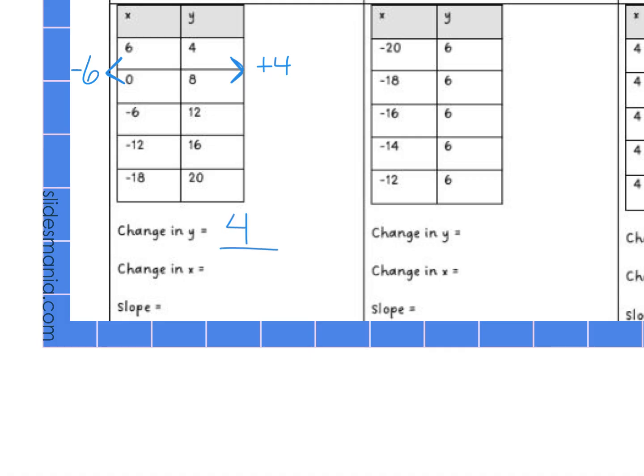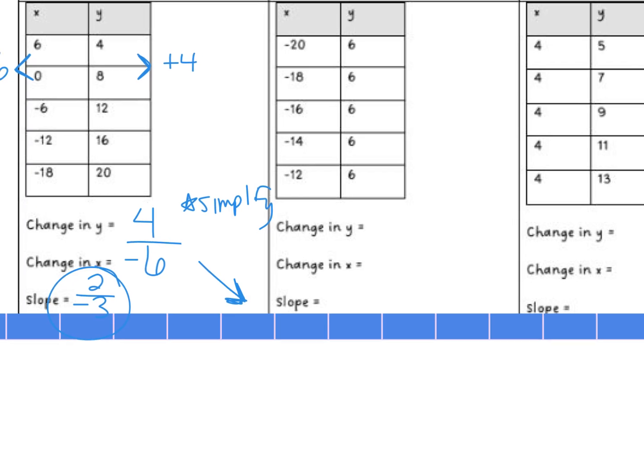So change in y was 4. Change in x is a negative 6. Put that in your calculator. What does it tell us? Because that is not reduced or simplified. Simplify always. And it is 2 over negative 3. Or again, you could put that negative wherever you wanted. What kind of line is this? Negative, right? Negatives are going to go down. So slope is going to give us a value and a direction. That's the key. And a direction.